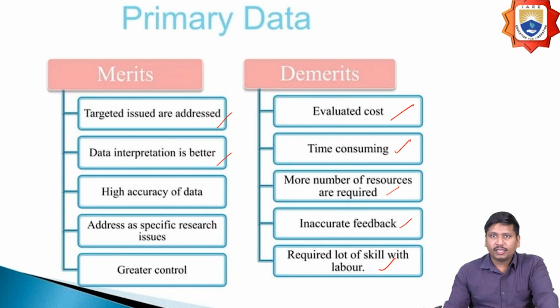So now the merits and demerits of primary data. The merits are that target issues are reached, data interpretation is better, there is high accuracy of the data, it addresses specific research issues, and there is greater control. Whereas the demerits are that it is costly and time-consuming, more resources are required, feedback can be inaccurate, and it requires a lot of skills and labor. So these are some of the merits and demerits of primary data.